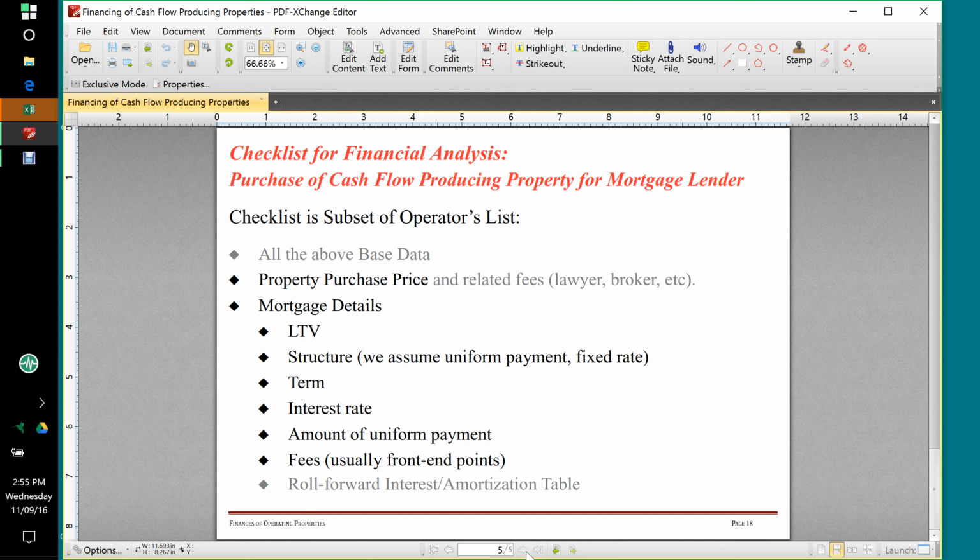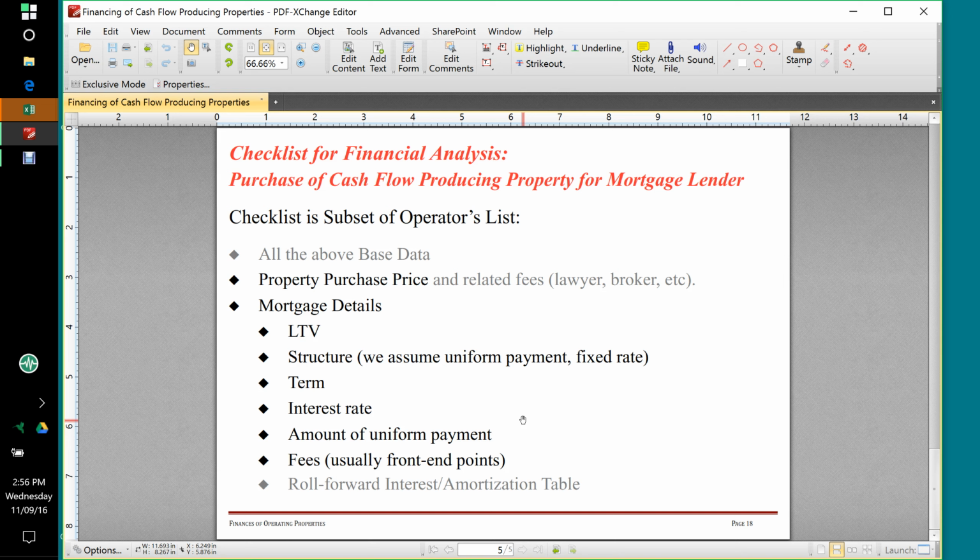And again, we're going to assume uniform payment fixed rate in this class. She needs to assign a term, and interest rate, and once she's got that together in the real world, the way it always works is she'll have a junior person like one of you all, figure out for her what's the uniform payment that is going to be required for the operator.